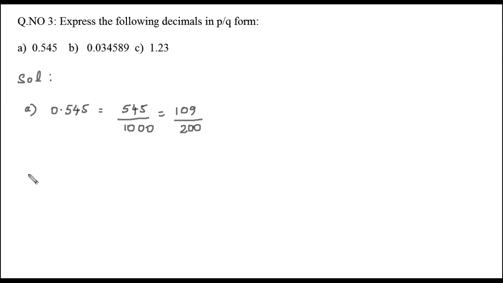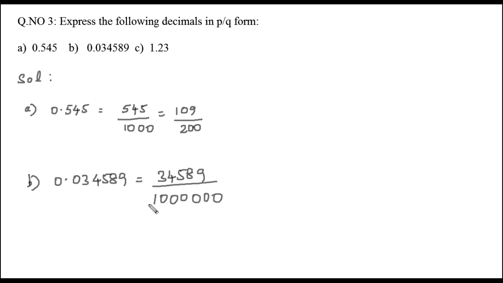Let's look into the second one. It's 0.034589. So write this as 34589, and this whole divided by how many digits are there? 1, 2, 3, 4, 5, 6. So write 1 followed by 6 zeros: 1, 2, 3, 4, 5 and 6. This is the p by q form of the given decimal number.